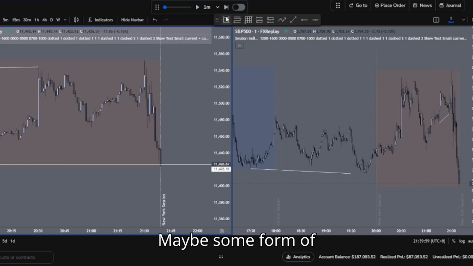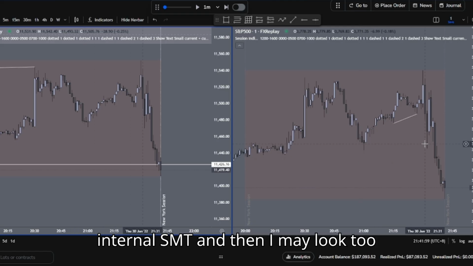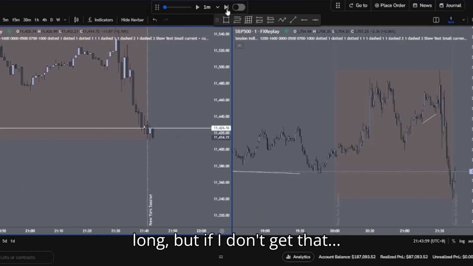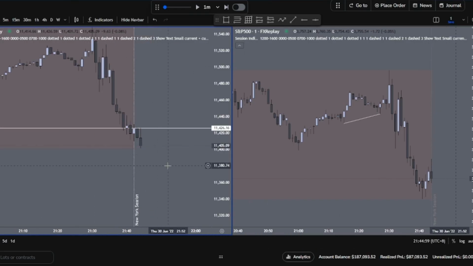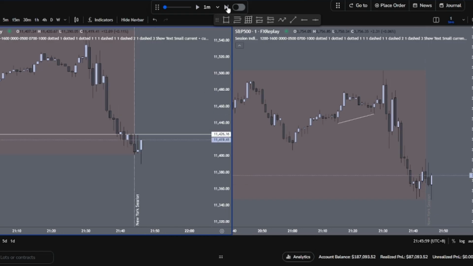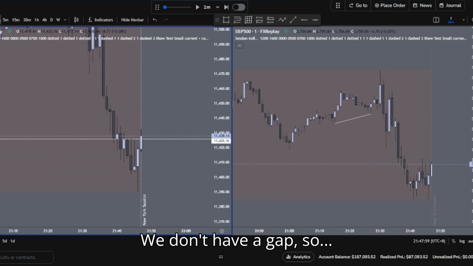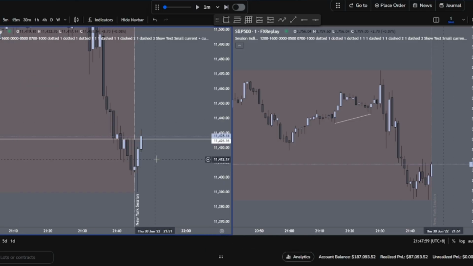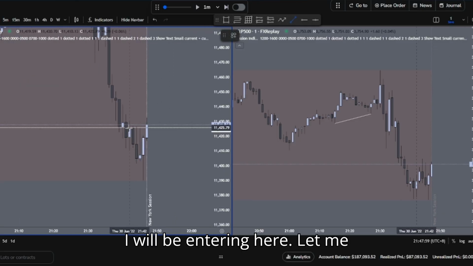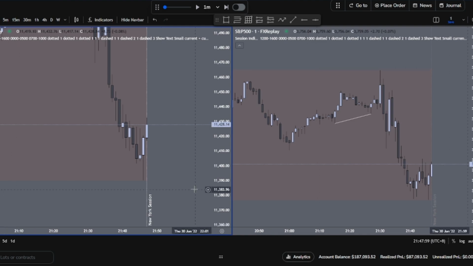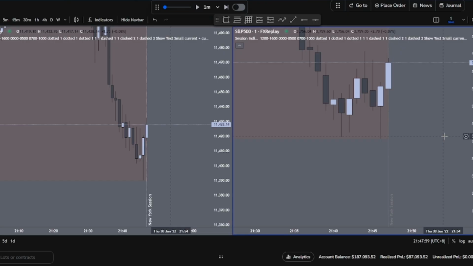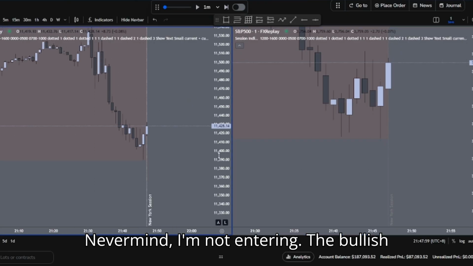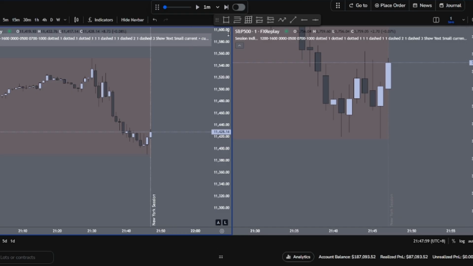Okay. Maybe some form of internal SMT, and then I may look to long, but if I don't get that, what is this? Okay, so this is our internal SMT. But we don't have a gap, so I will be entering here. Let me remove this. Oh wait. Never mind, I'm not entering. The bullish SMT went away.